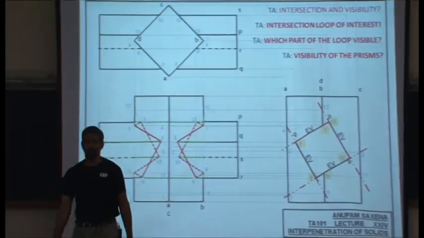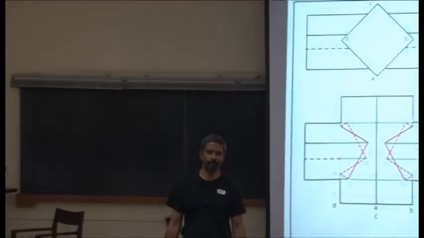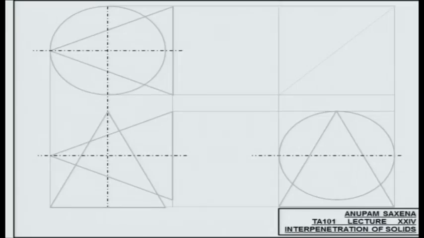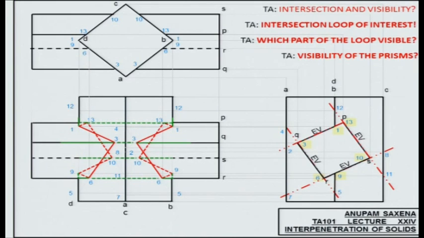And the clue has to be derived from the three views that are given to you. The clue has to be taken from the three views which are given to you. We have to draw these lines. Why isn't it shown in the question in the top view all the time?